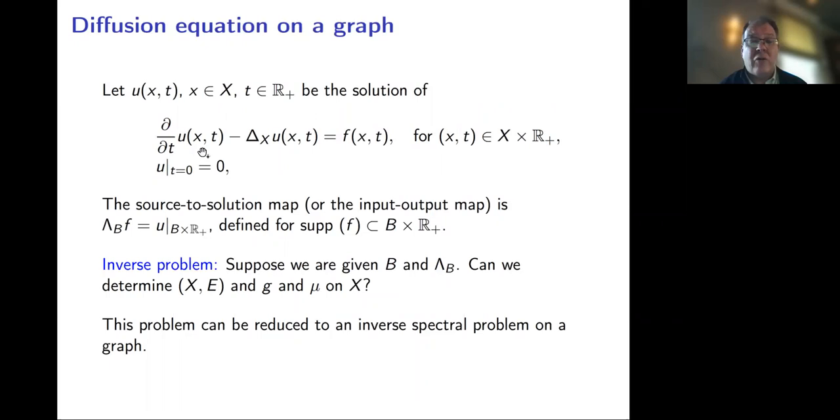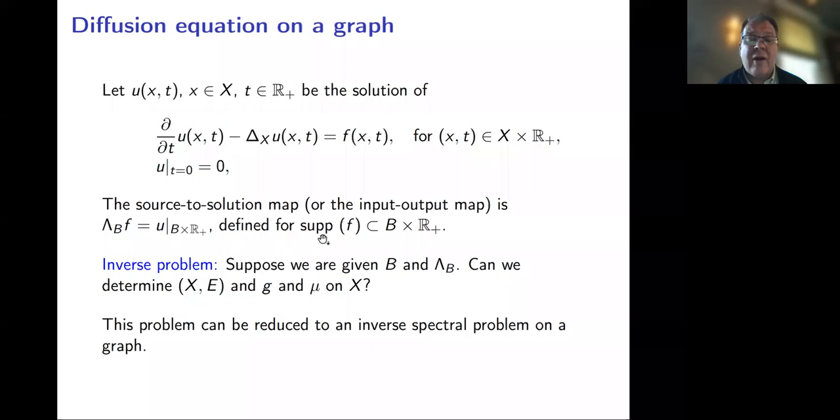We can consider, and also for random walks, we could consider a discrete time or continuous time heat equation. Here we have the continuous time heat equation, where x runs over this finite space and t runs over the real axis. For this, we could think that we do observations. We have sources in set B and observe also solutions in B. So we would have a source-to-solution map that takes in a function f that is the source, supported in B times the positive real axis, and we observe the waves in the same set.